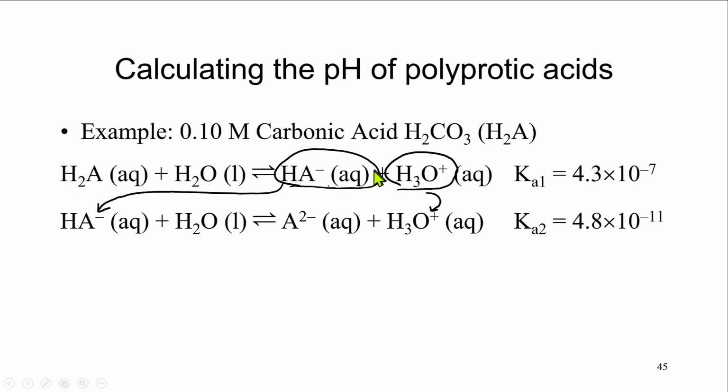If you do a triprotic acid, you go through the same steps. You'll do the first one, you do the second one, and then in the third one, you would drop in the conjugate base as a reactant, and hydronium comes down into the product.